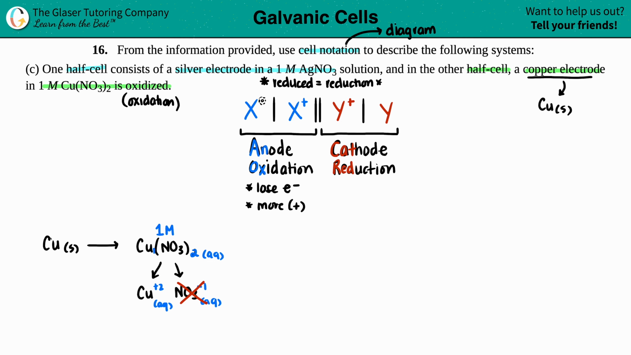But as we can see, the copper, and if I just pull this down, the copper started off with a different state, and then it turned into a +2. No charge up here is a 0 charge. And since I'm going from a 0 to a +2, I'm becoming more positive. That means I'm losing electrons, so this has to be the oxidation side. This is what's going on at the anode.